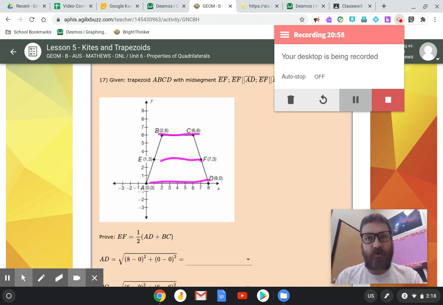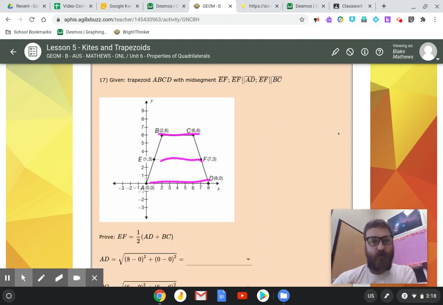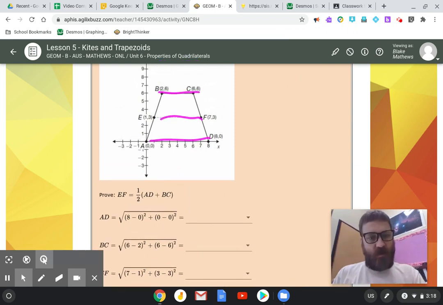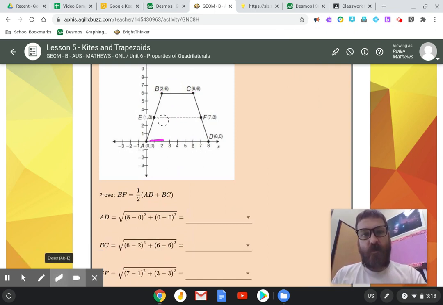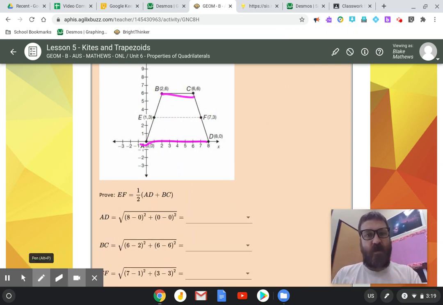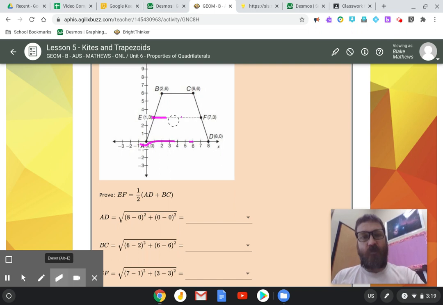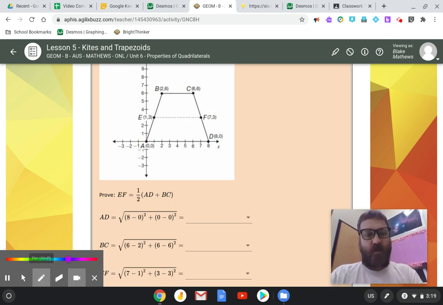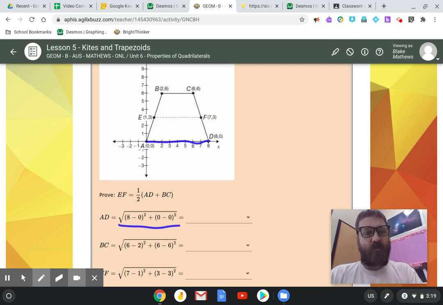Okay, looking at number 17. We're going to walk through this, I think, because this is a little bit of a strange way to do this. But what they're going to have us do is find the value of the distance between A and D, the distance between B and C, and then do the formula to find the distance between E and F. They make it way overly complicated. So let's talk through this in a little bit simpler terms. They're using a formula to find the distance between A and D. But let's just take a step back and use common sense.